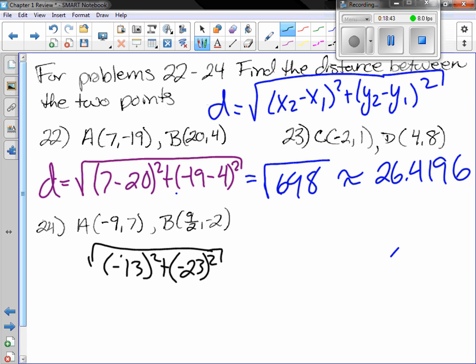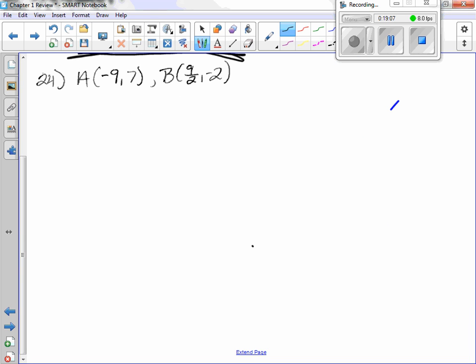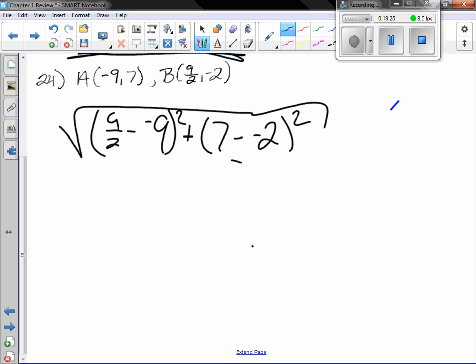So as long as the x's are together, the y's are together, we're great. Because again, whenever we square a number, it's always positive, yes? So literally I would just type that thing right there as it is. Don't care about signs, anything, to get your answer. And so if we looked at, say, this one here, 24, I could do 9/2 minus negative 9 squared plus 7 minus negative 2 squared. And I'll type the negative or minus a negative in there. That's fine. The calculator knows that minusing a negative is the same as adding it. Yes?